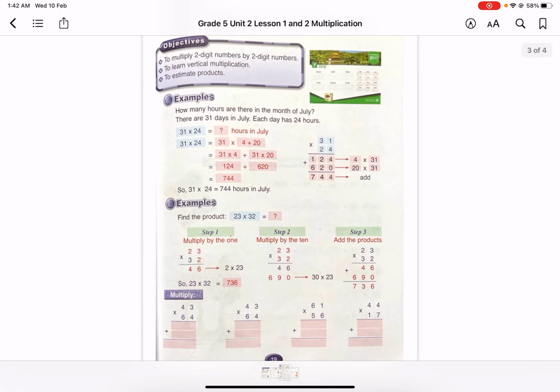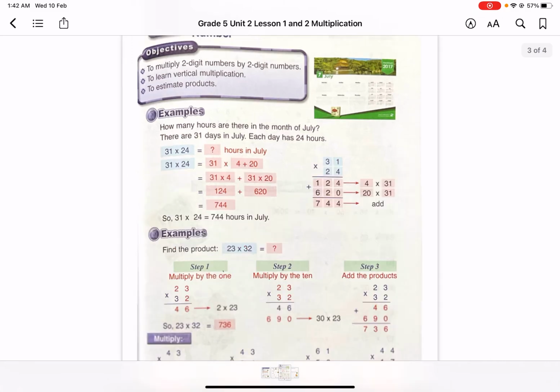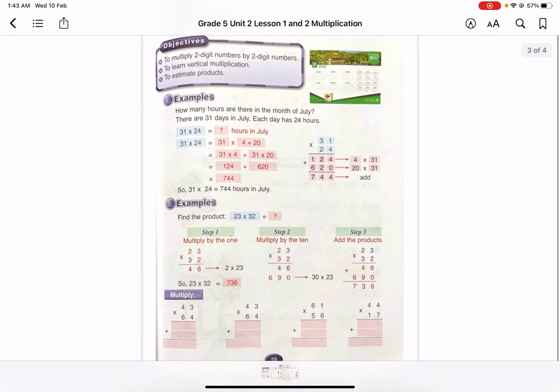In this lesson we are going to multiply. It is on page 19. All of you hold your pencil and go to page 19. What is the objective? It is multiplying a two-digit number by a two-digit number, meaning two numbers, each one of them has 2 digits. To learn vertical multiplication, to put them under each other.